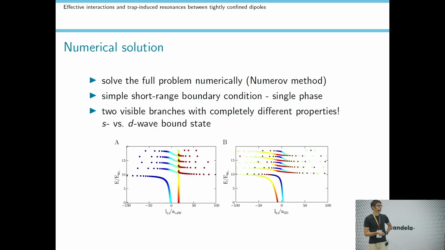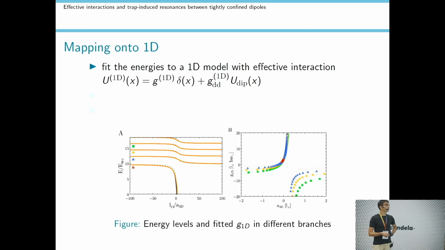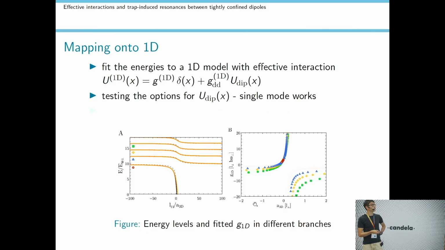So we can try to now map this 3D picture onto a 1D picture and try to fit an effective 1D potential which will reproduce this spectrum. And here we are trying to do that. Kind of surprisingly, we got the answer that there are two parts: the effective short-range term with a coupling strength, and something which would be your dipolar interaction. So we found that using this error function formula with a single mode kind of works for this spectrum.